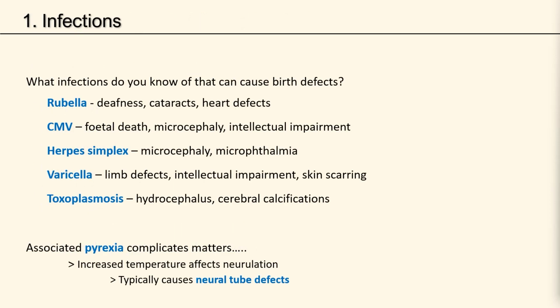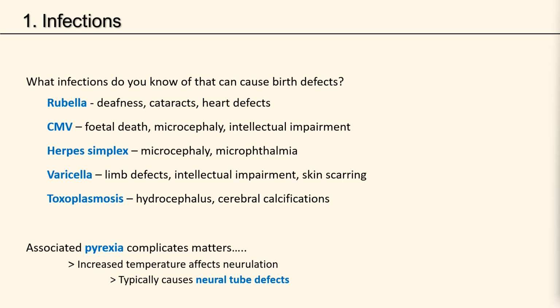The first one, infections. There are a number of infectious agents that can cross the placenta. The timing and the dose is going to be particularly important with some of these infections too. Rubella can cause deafness, cataracts and heart defects.